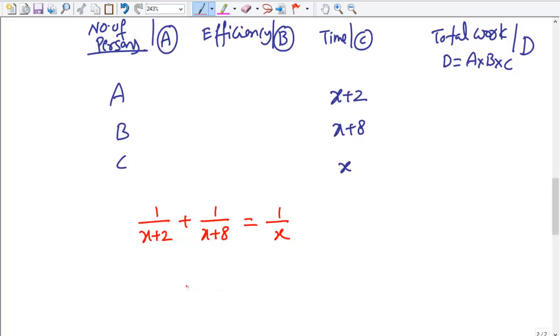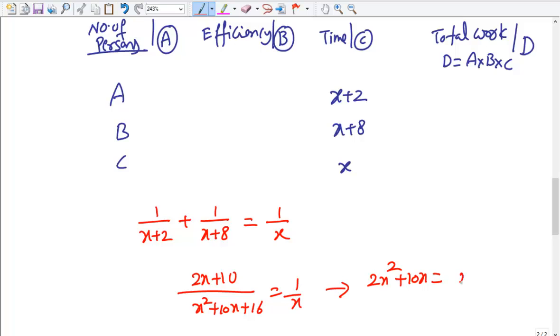So that is 2x plus 10 by x square plus 10x plus 16 is equal to 1 by x. In such a case, that is 2x square plus 10x equal to x square plus 10x plus 16. So in both places 10x is common. So now x square is equal to 16.